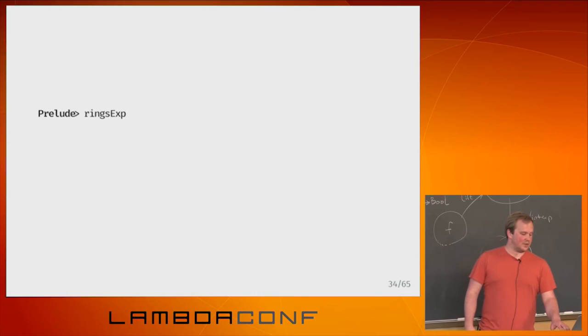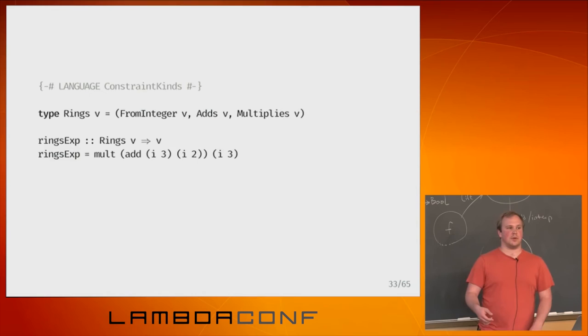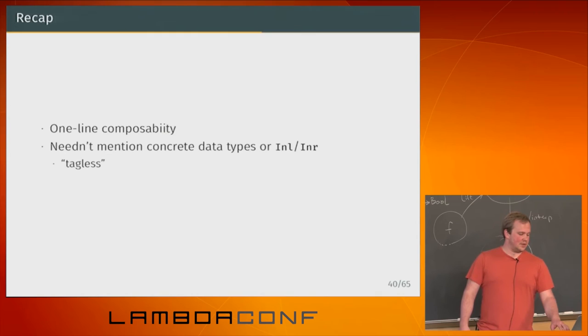We don't have to explicitly talk about them being on the left side or the right side. We don't have to create new machinery for fixed points. We don't have to create new machinery for pattern functors. We can get all of that just by expressing exactly what we want. We want some type which has the ability to add, the ability to multiply, and the ability to accept integers. And so we don't have to mention the concrete lefts and rights. That is where the tagless comes from.